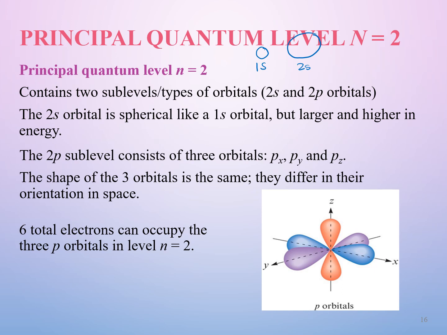So because of that, level 2 will have 4 different kinds of orbitals, and that means they'll have 8 electrons. Each p orbital still has 2, so every orbital can only hold 2.